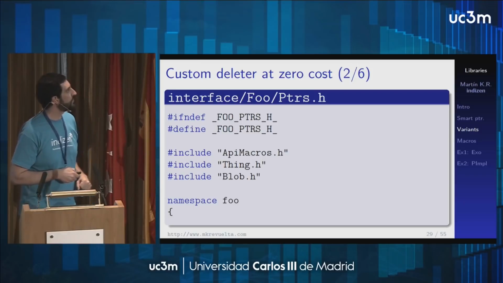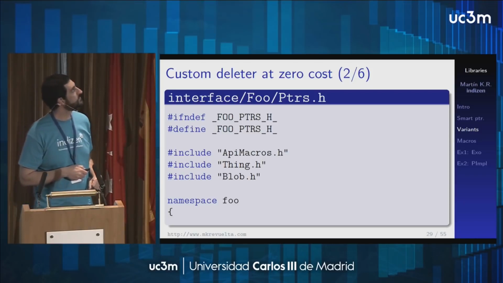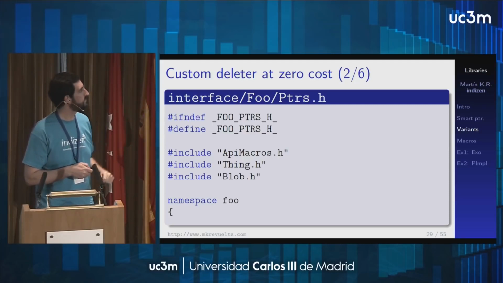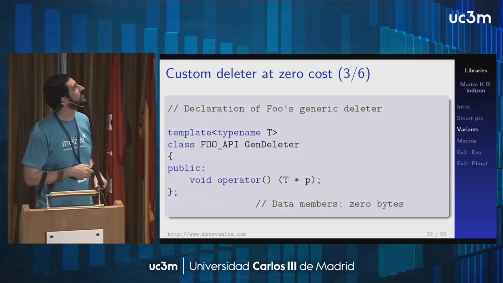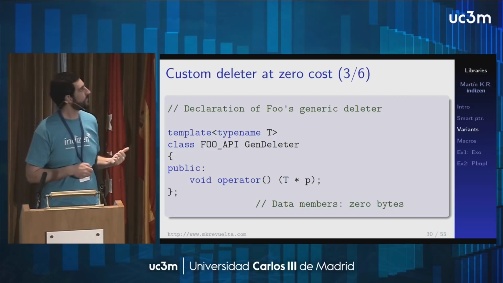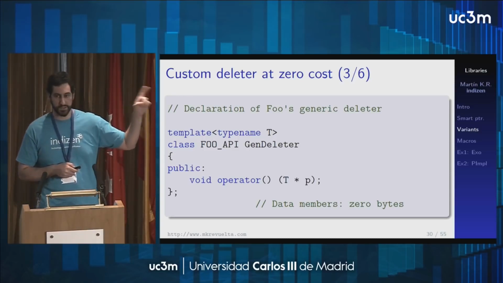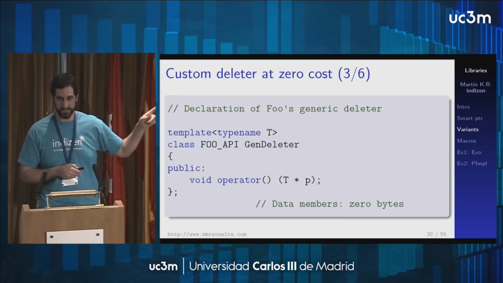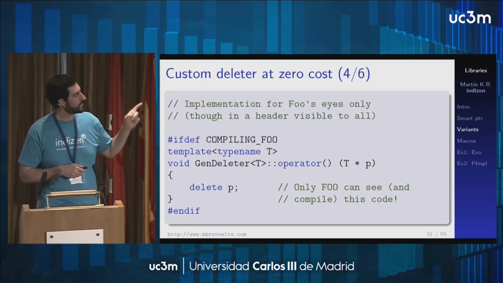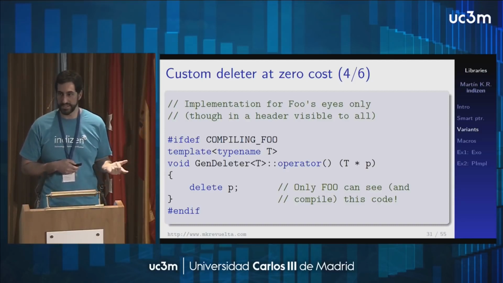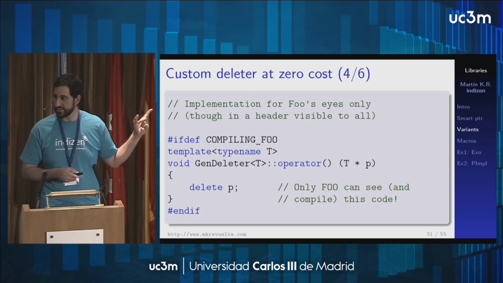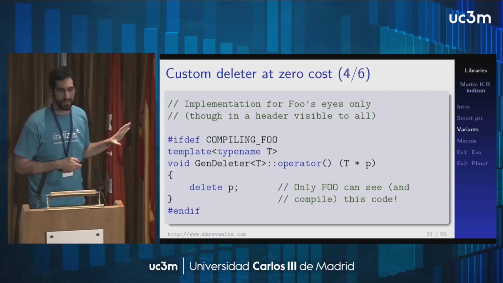Let's see how we would do this. Let's make a custom deleter for two types, thing and blob, in our library foo. First, we would declare the generic deleter, and note that I am not implementing the delete here. It's not inline. Now we would provide an implementation for the deleter, but with these horrible macros, we prevent the client from seeing this code. This code is only in the library.